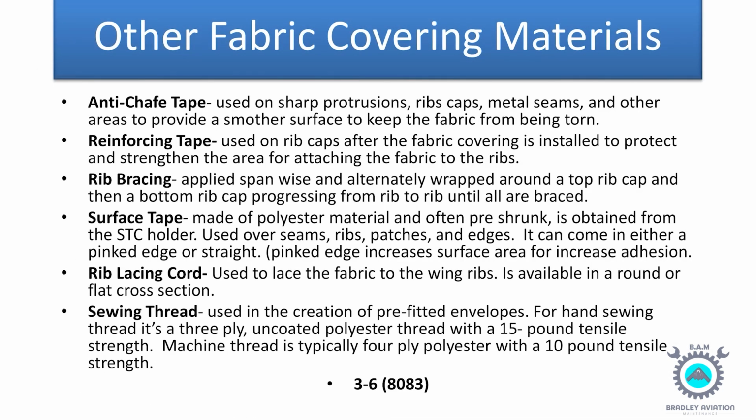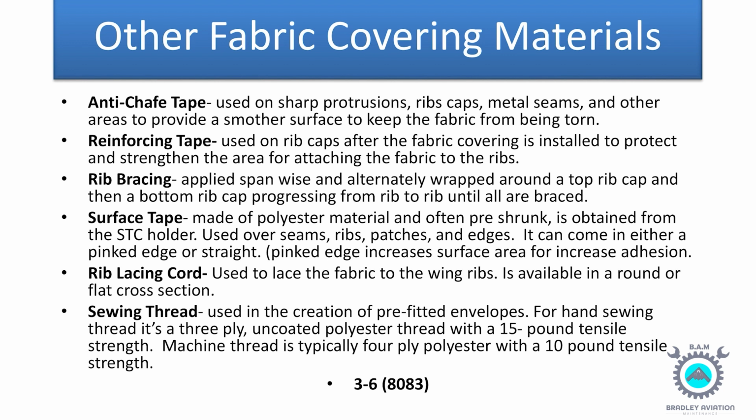Other fabric covering materials. Anti-chafe tape is used on sharp protrusions, rib caps, metal seams, and other areas to provide a smoother surface to keep the fabric from being torn. Reinforcing tape is used on rib caps after the fabric covering is installed to protect and strengthen the area for attaching the fabric to the ribs. Rib bracing is applied span-wise and alternately wrapped around a top rib cap and then a bottom rib cap, progressing from rib to rib until all are braced.